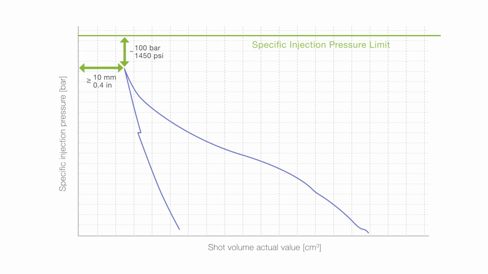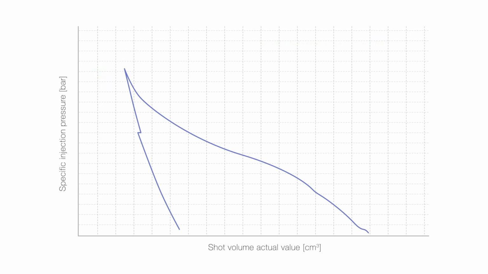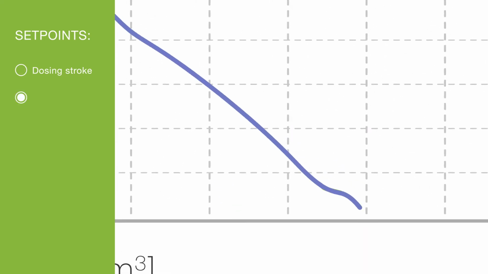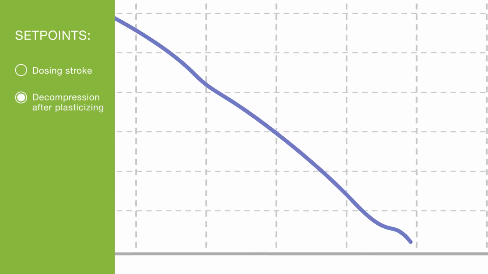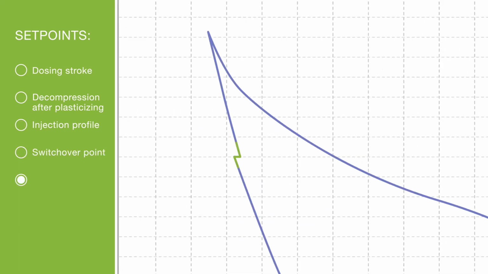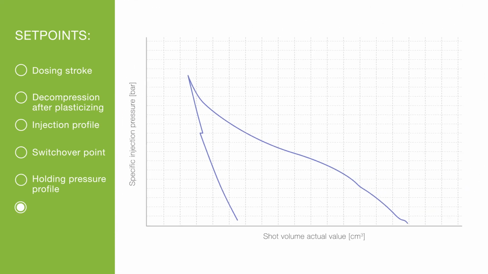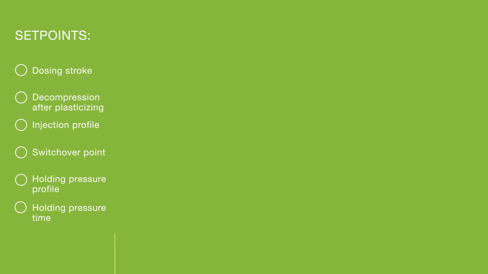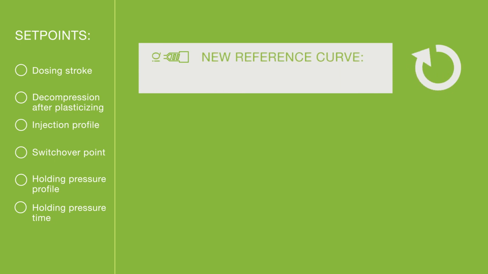Changing certain set points causes IQ Way Control to delete the existing reference curve and automatically determine a new one. Set points that trigger automatic re-referencing are dosing stroke, decompression after plasticizing, injection profile, switchover point, holding pressure profile, and holding pressure time. For IQ Way Control to determine a new reference curve, you need at least 20 shots with the new process settings.